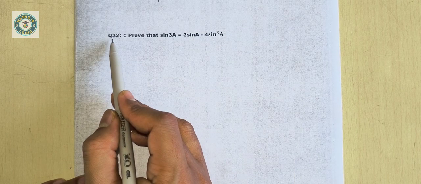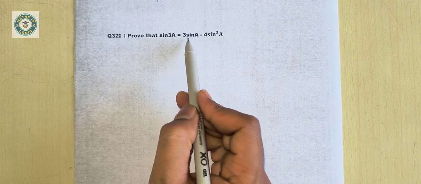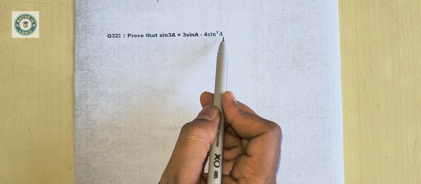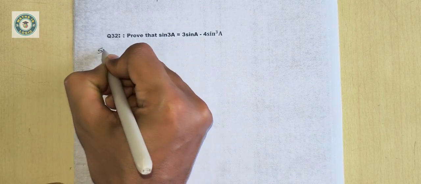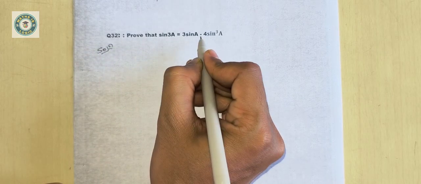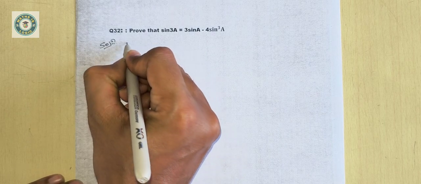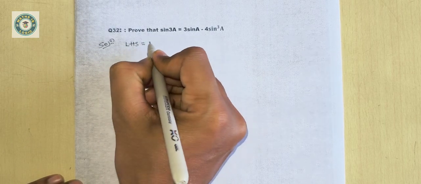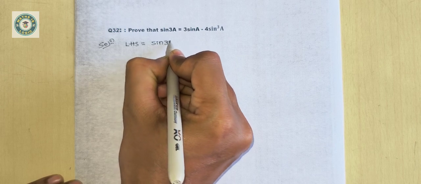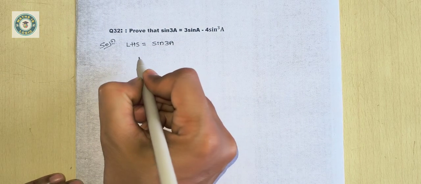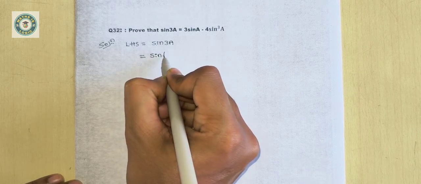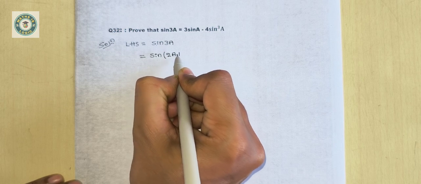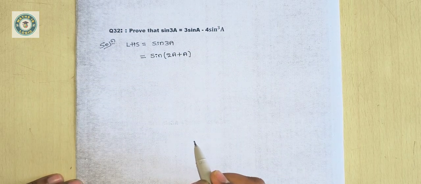Next, question number 32. Prove that sin 3A is equal to 3 sin A minus 4 sin cube A. This is a compound angle formula. Here we need to show that the left hand side is equal to the right hand side. First take the left hand side, LHS, which is sin 3A. Keep sine as it is and split 3A as 2A plus A.